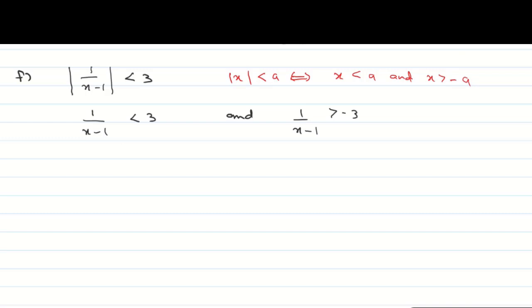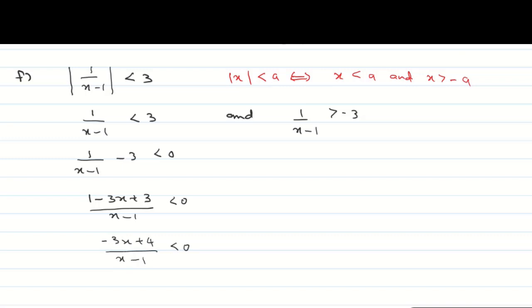The first step is make sure the right side 0. So 1 over x minus 1 minus 3 less than 0. Then make it into one fraction. So we have 1 minus 3x plus 3 over x minus 1 less than 0. Simplify the numerator. So we have negative 3x plus 4 over x minus 1 less than 0.